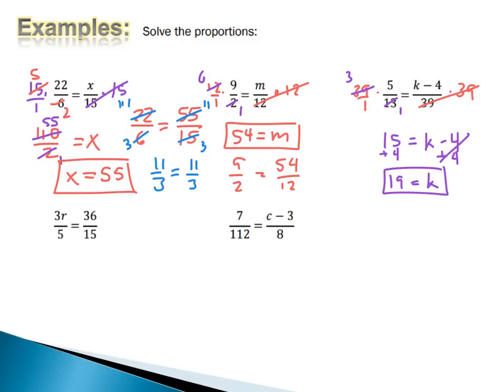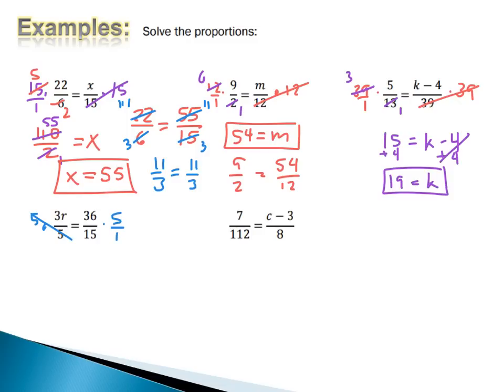Two more examples here. Next one, I got 3r over 5 equals 36 over 15. So now I got 3r here. That's perfectly fine. So I'm going to do it the same way. Watch this. What am I doing first? I'm dividing the top by 5. So let's follow the same process. Instead of doing anything with a fraction, I'm going to multiply by 5 first. That's going to cancel out that 5, but then I have to multiply this side by 5 over 1.